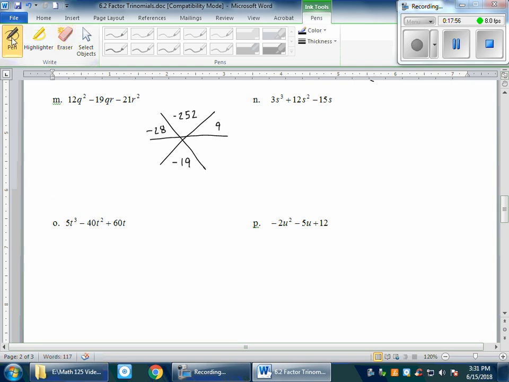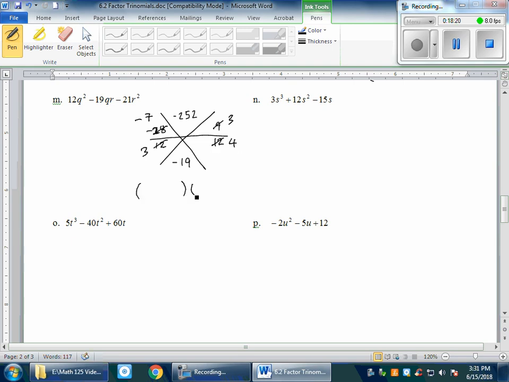This works now, so we have to divide it by the a, which is 12, and then reduce it. So 2 goes into 28, 7 times. 4 goes into 12, 3 times. 3 goes into 9, 3 times, and 3 goes into 12, 4 times.